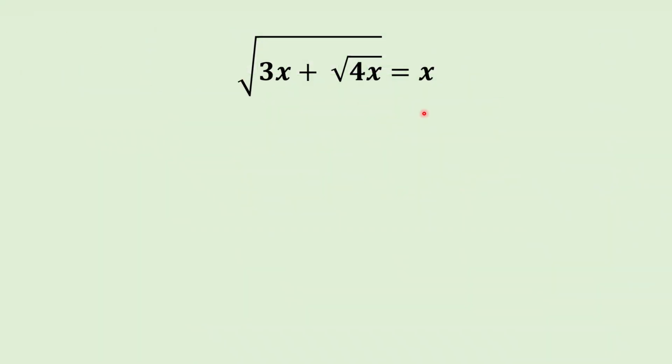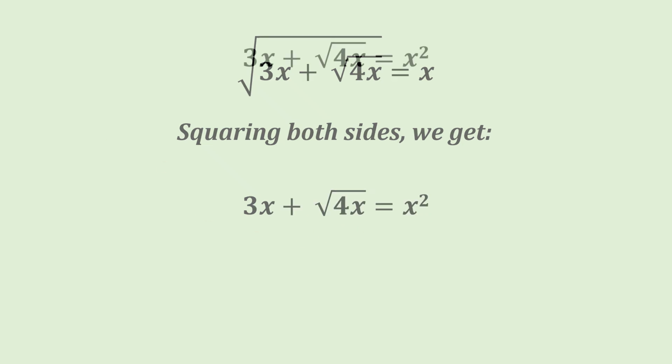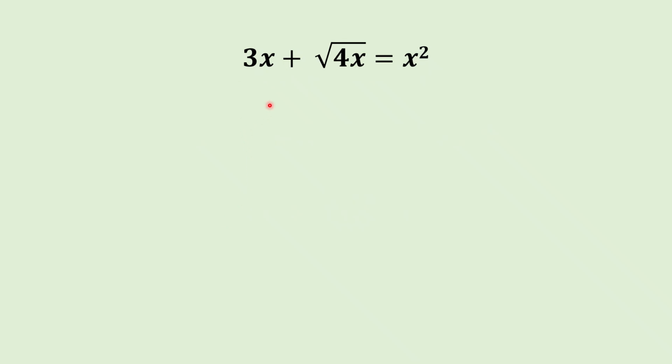So we are given this equation. First, we square both sides. When we square both sides, the outermost radical sign will be removed. So we will get 3x plus square root of 4x equal to x squared, after squaring both sides.